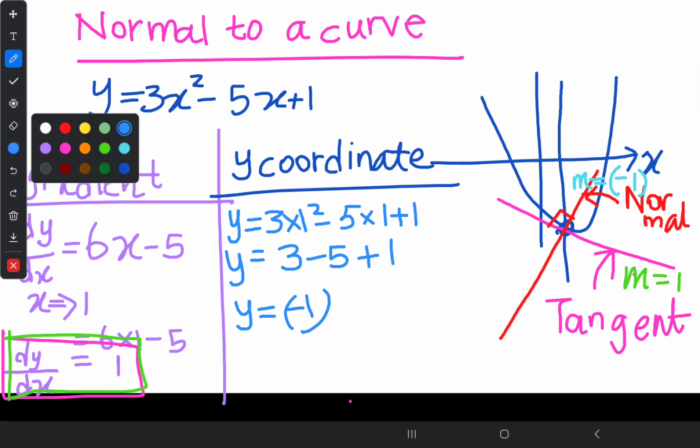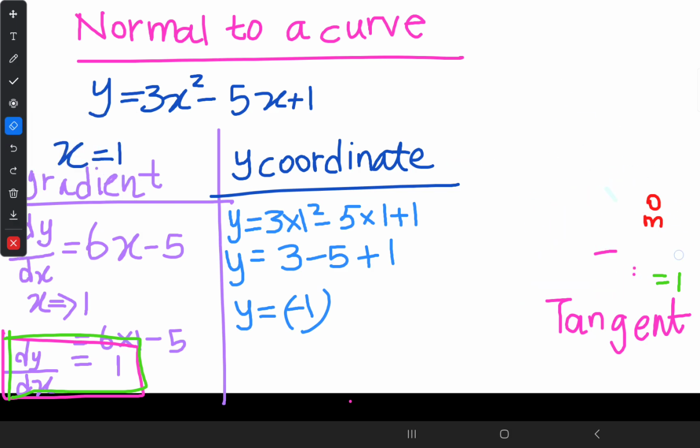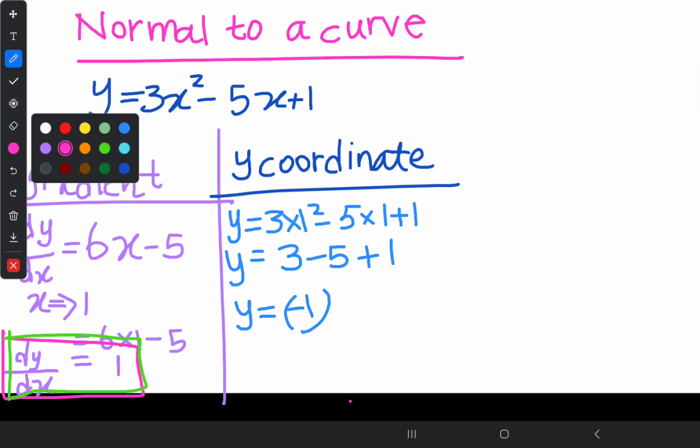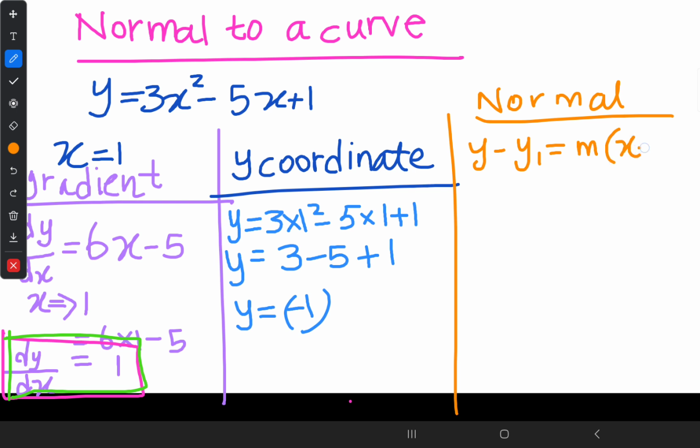Then finally, let's find our normal's equation, the equation for the normal. So y minus y1 equals m into x minus x1. Let's keep y as it is, y minus y1. What is our y1 value? That is -1.